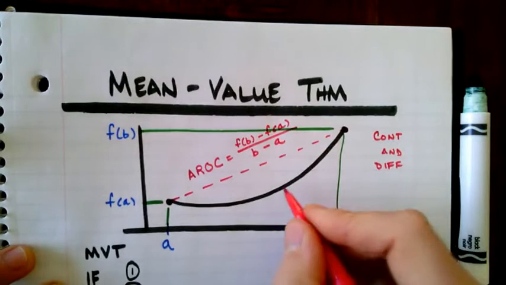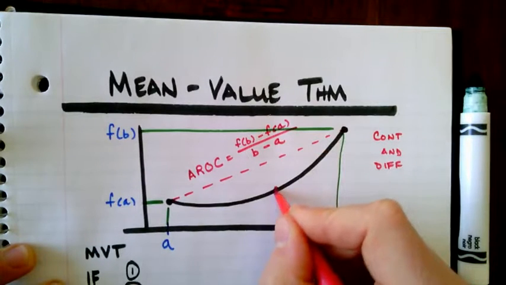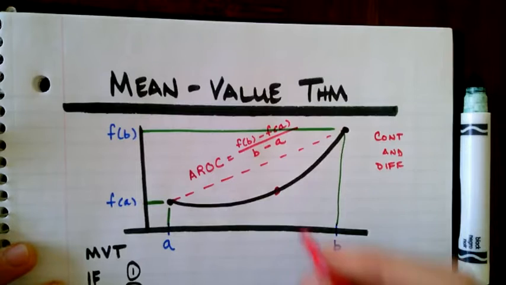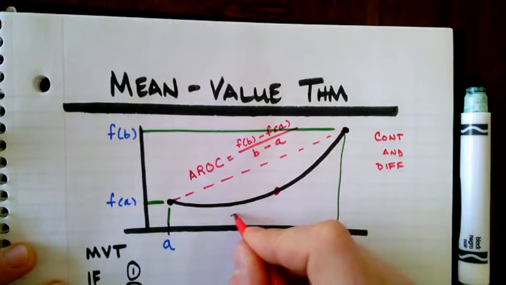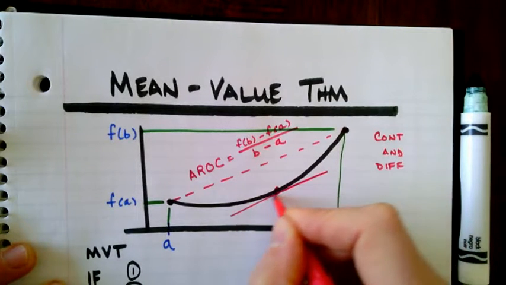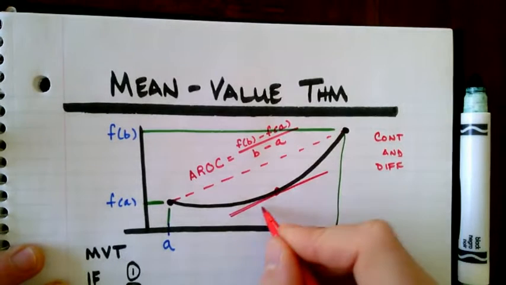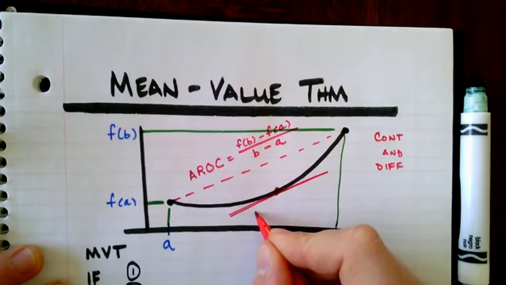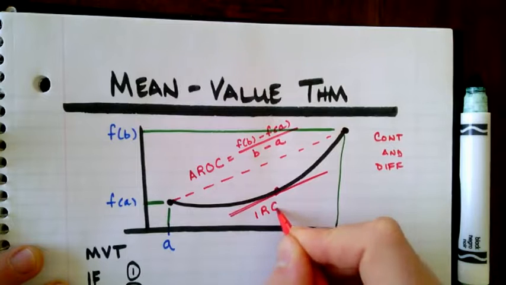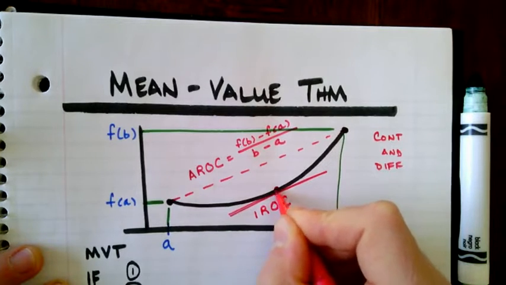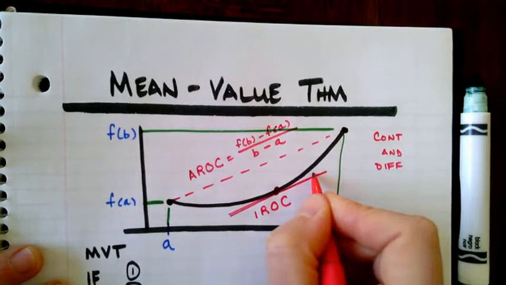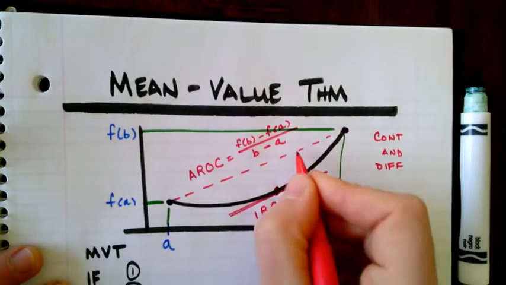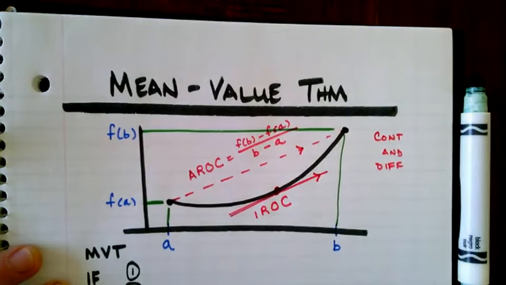Now what I notice is there's a point on my curve right about there. And at that point, imagine that I were to draw the tangent line. I can't help but notice that my tangent line, which describes the instantaneous rate of change at this moment, has the exact same slope as the average rate of change line.